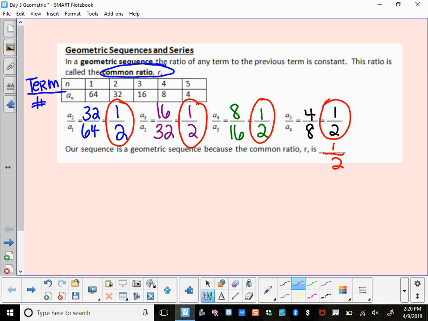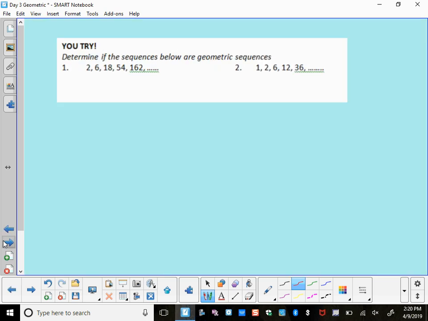So whenever you get stuck and you don't know how to find your ratio, pick a number and divide it by the previous term. Then it'll tell you what your ratio is. Now it says you try. Well, let's look. I can't tell from just looking at this what it is.